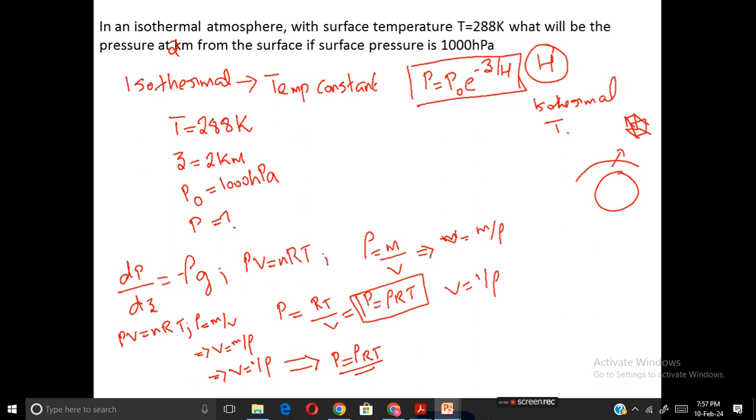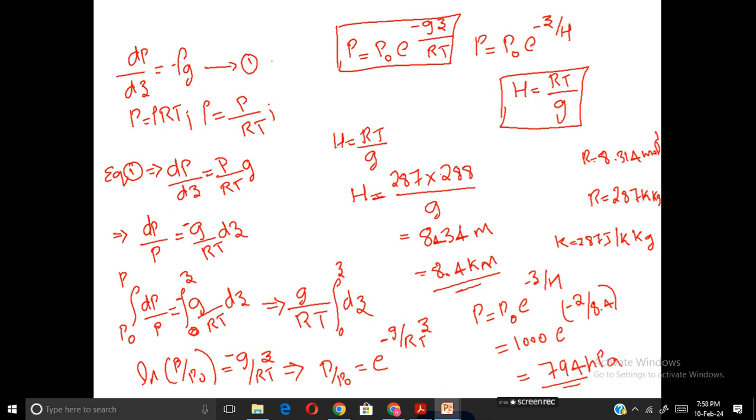So dP by dZ is equal to minus rho G, the hydrostatic equation, and P is equal to rho RT, the ideal gas equation. These two equations were used. So with this, what we did was we substituted the value of rho in the hydrostatic equation as P by RT. So rho was found to be P by RT from the ideal gas equation.